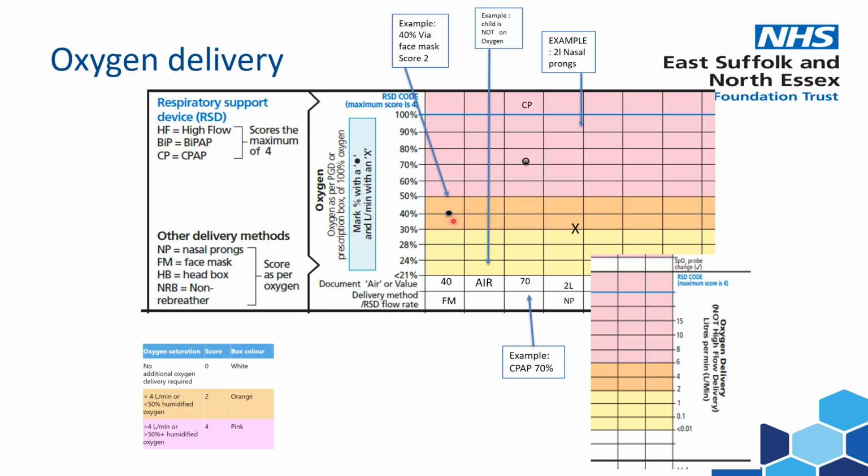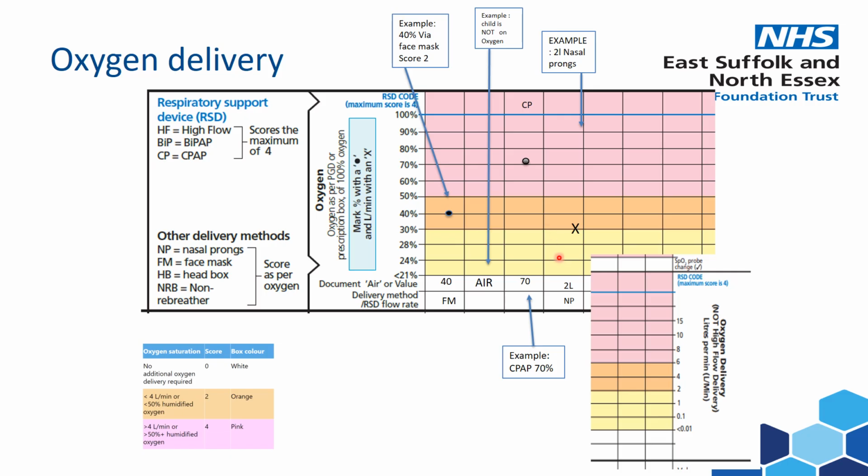So I'll give you an example. This child here in this first column is having 40% via a face mask. So on the graph, it's plotted as 40%. That sits in the orange zone. So that scores a 2 towards their total PEWS. This child, as I've mentioned in the second column, is on air. So that's in the white zone. So they're a 0 towards their total PEWS.